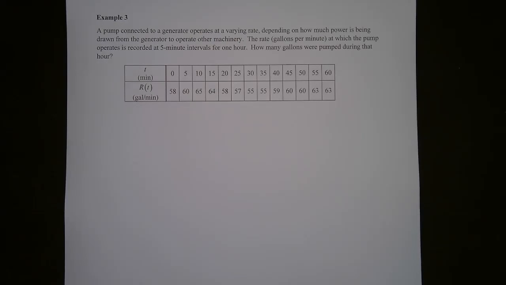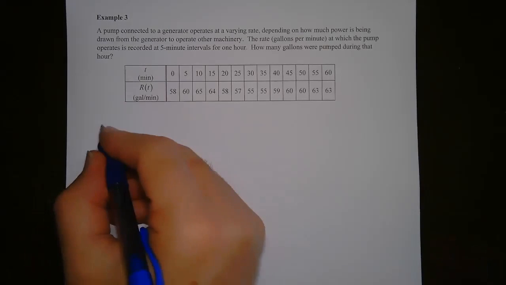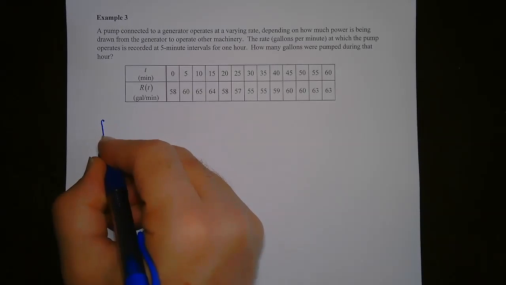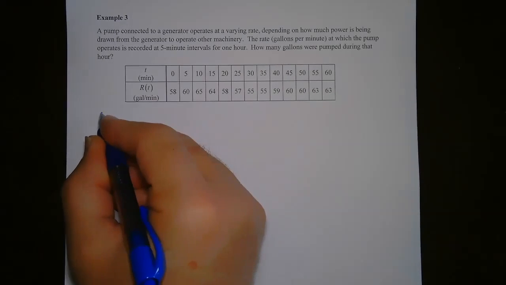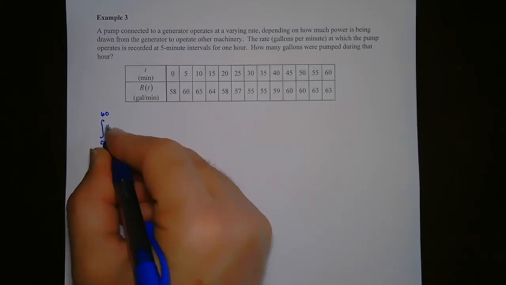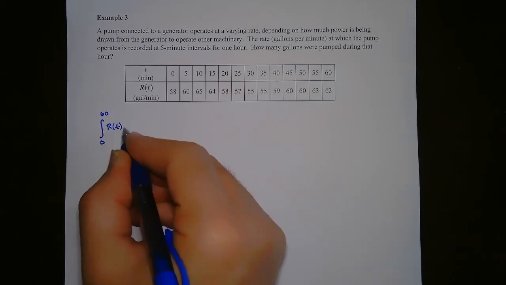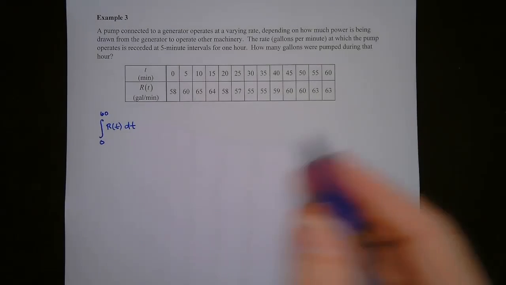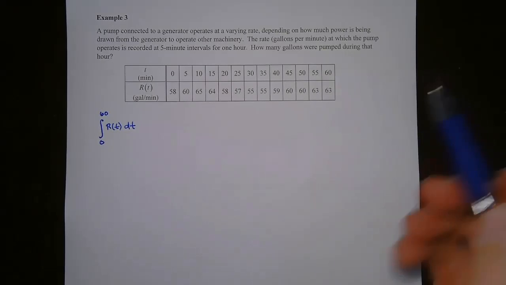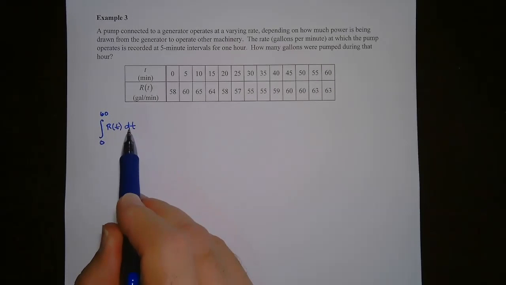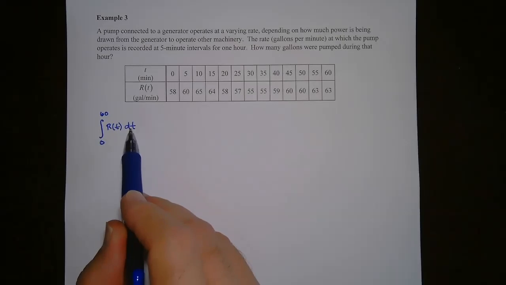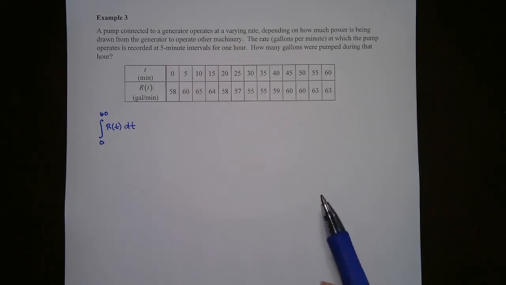Okay, so we need to do an integral, right? Okay, so we would integrate, okay, and we could go from 0 to 60 of r of t dt. Now, how many gallons were pumped during the hour, right? R of t is gallons per minute, and dt, well, that's a change in time, right? And that'd be minutes. So gallons per minute times minutes is going to give you gallons, okay?